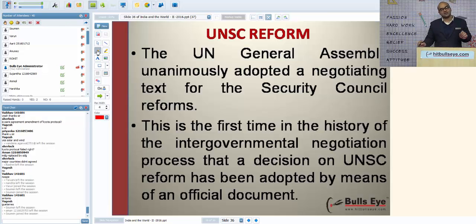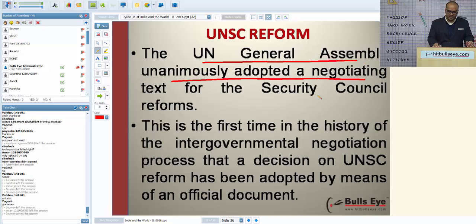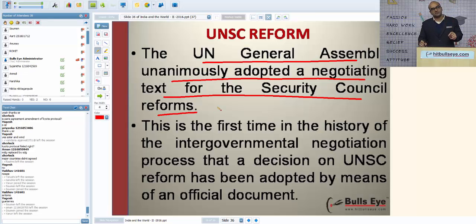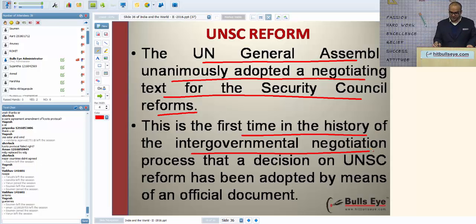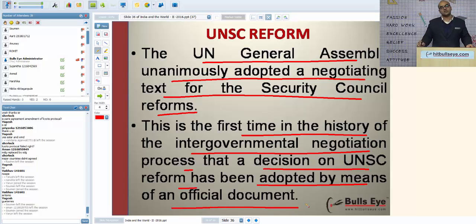In this case, a very important development took place in the last few months. The UN General Assembly unanimously adopted a negotiating text for the Security Council reforms. So, a major achievement was there that they have formally agreed that yes, we should discuss reforming the UN Security Council. This is the first time in the history of intergovernmental negotiations process that a decision on UNSC reform has been adopted by means of an official document. So till now there were only talks, but now an official document has been accepted. So let's see where that takes us.